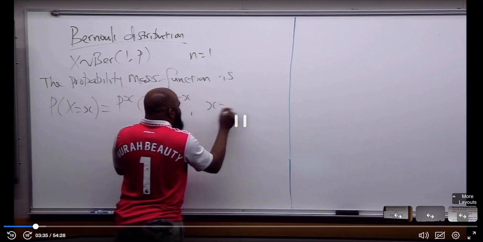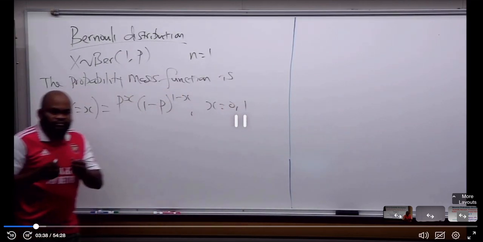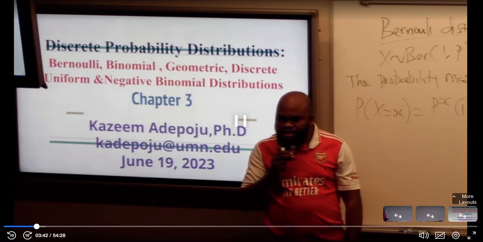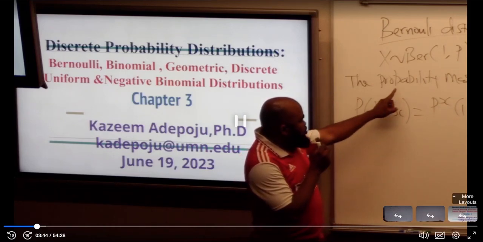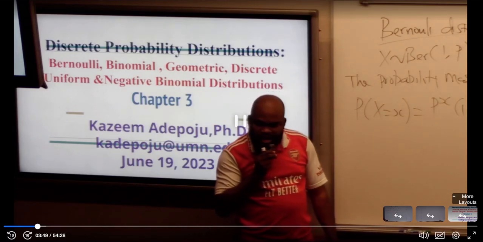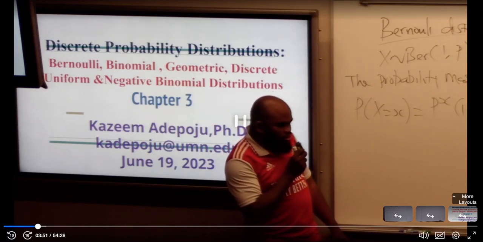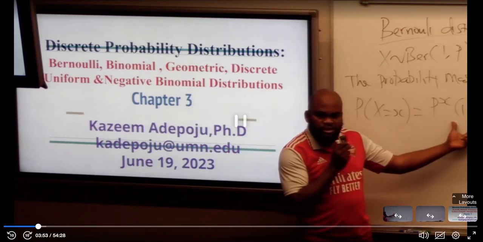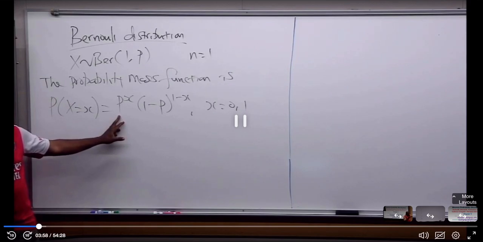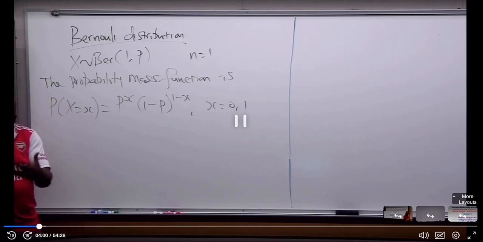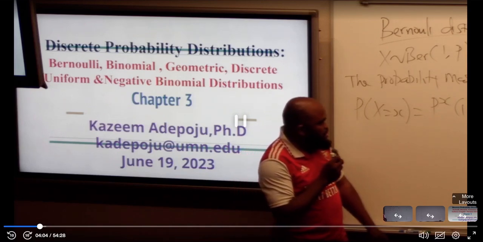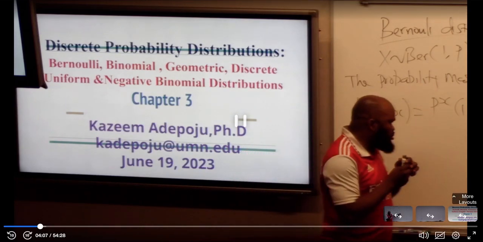Now, let me tell you this. Every discrete probability distribution has what I call a probability mass function. So the probability mass function of a Bernoulli distribution is given as this. p is the probability of success. X is the number of successes. We can also call it the number of characteristics of interest. And of course, the state space is going to be {0, 1}.